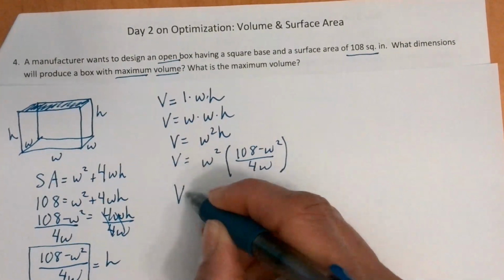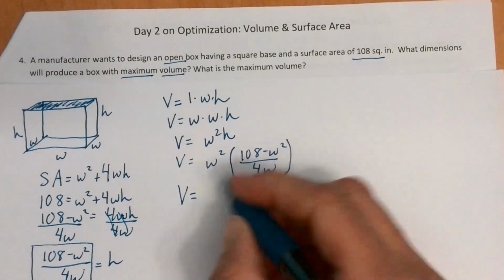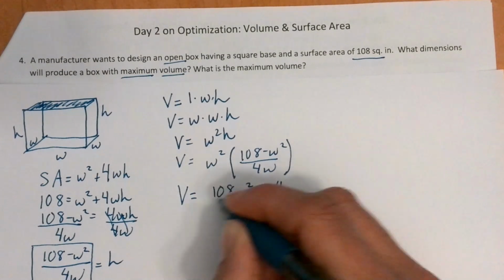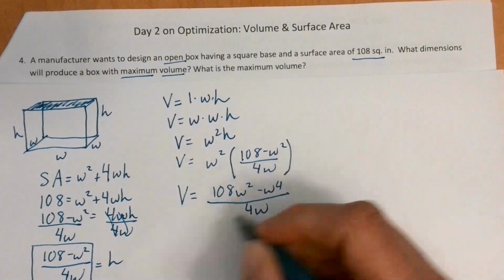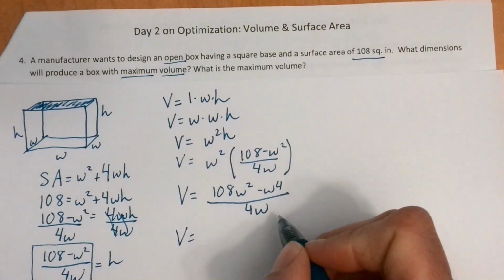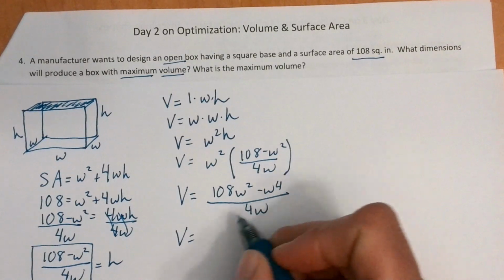When I differentiate this, I don't want to use the product rule here, so I'm going to distribute my W squared. So we'll have 108 W squared minus W to the 4th all over 4W. I don't want to use the quotient rule either. And since there's just a single term on the bottom, I'm going to divide all of my terms in my numerator by 4W.